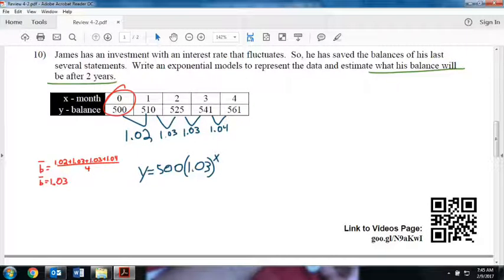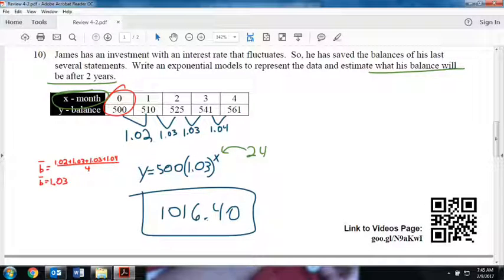Well, remember, this is in months, so we can't just put a 2 in there. 2 years is 24 months, so plug 24 in for x. And remember, that's an exponent. It's not 103 times x. It's 1.03 to the x. So 500 times 1.03 raised to the power of 24, and we get $1,016.39, 39.7. So it really rounds up to be 1016.40. That's how much we expect to have after 2 years or 24 months.